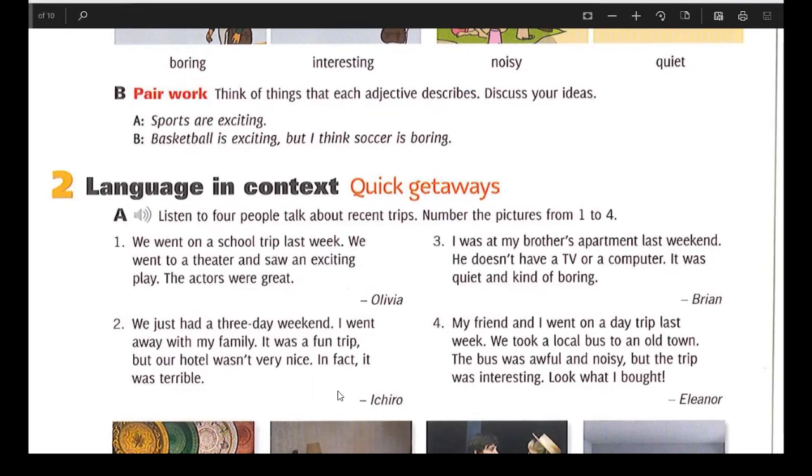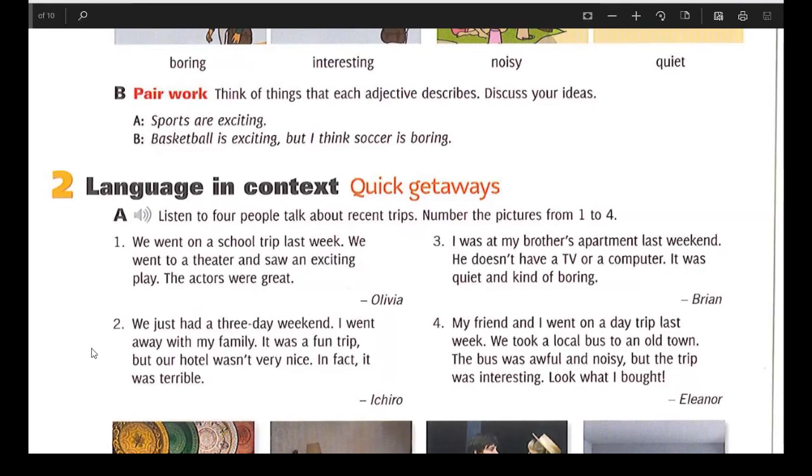And number 1, we went on a school trip last week. We went to a theater and saw an exciting play. The actors were great. Okay, try to see the example and try to see the words they use, like the word exciting, okay, and great, and just underline the words, because what they're trying to give you is a sample question or sample sentences.